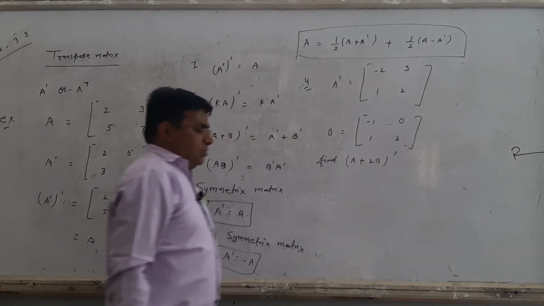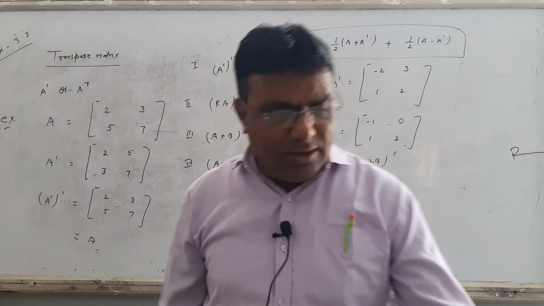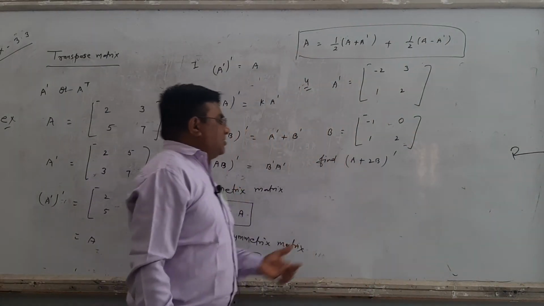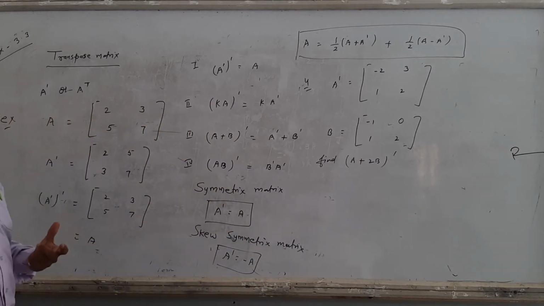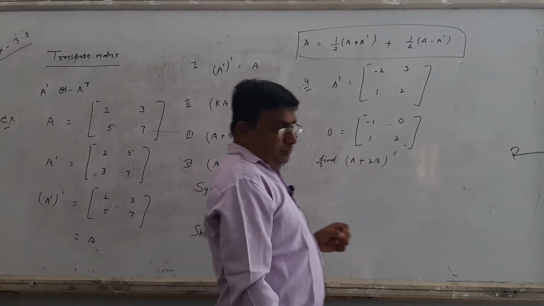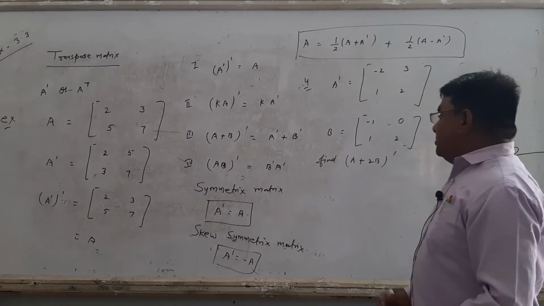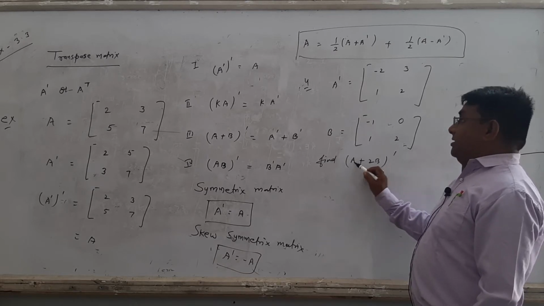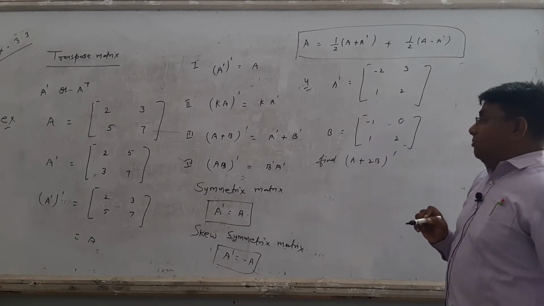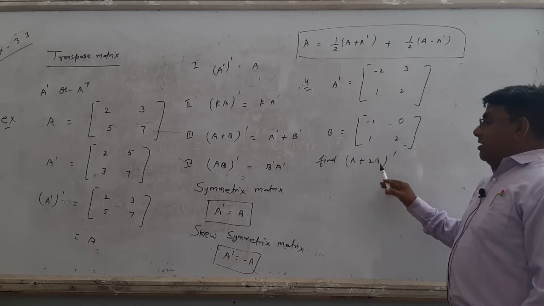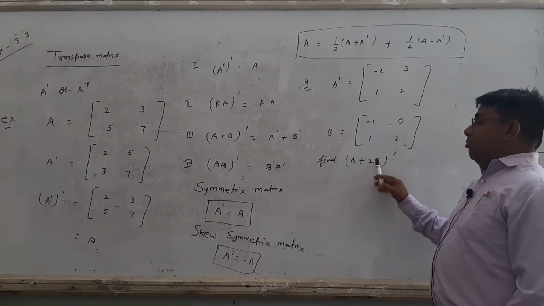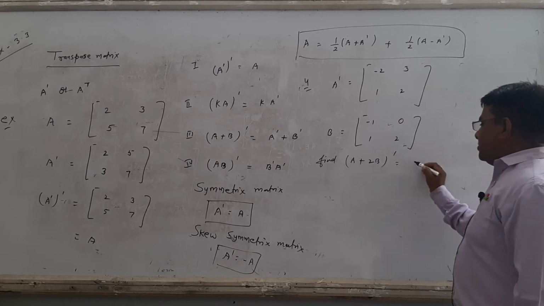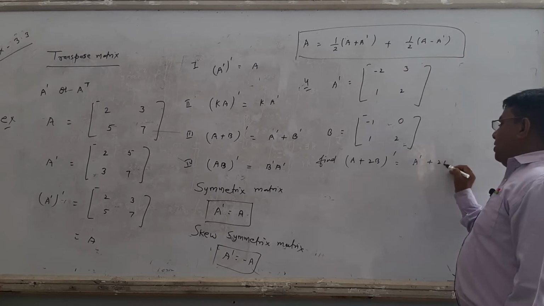Now this question can be solved by two methods. First method: apply the properties. A plus 2B whole dash is equal to A dash plus 2B dash, right? And the second method: now find A from the given A dash, take the transpose again and find A, and find B and A plus 2B, and after finding that, find the whole transpose. This is the second method, but the first method is very easy.